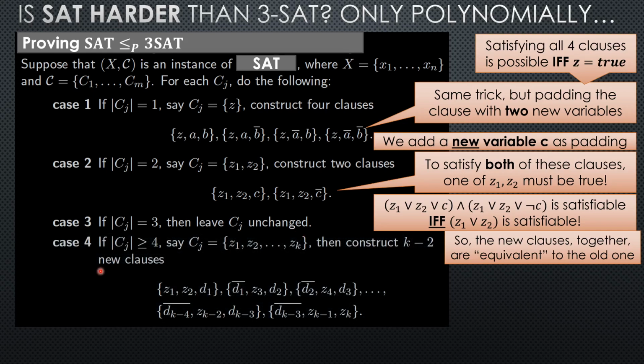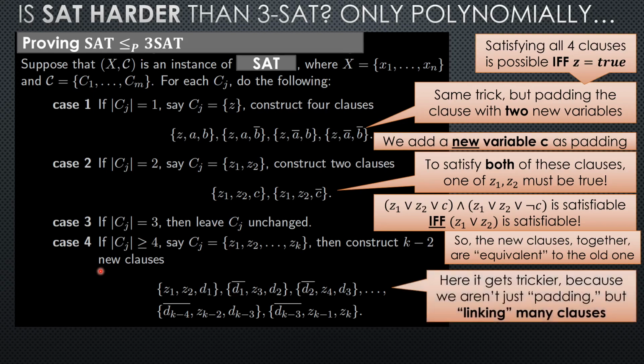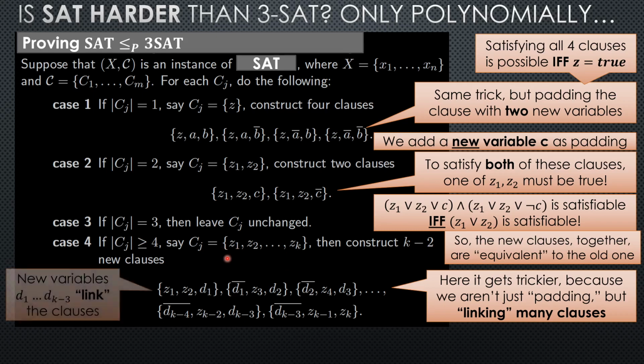Now case 4 is where things get tricky. What if the clause in the sat instance is really big? It's bigger than 3 literals. We can't simply pad it out by adding extra variables, then we actually need to split it up into multiple 3-element clauses. So then we have to link those clauses together so that the crucial property holds: all of the clauses together are satisfied if and only if the original clause in the sat instance is satisfied. We have to link them together with variables.